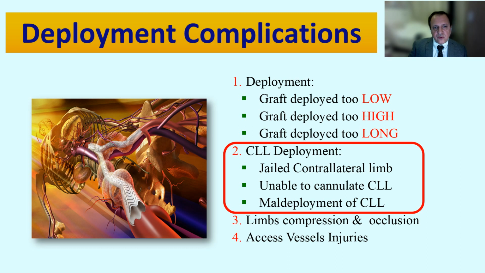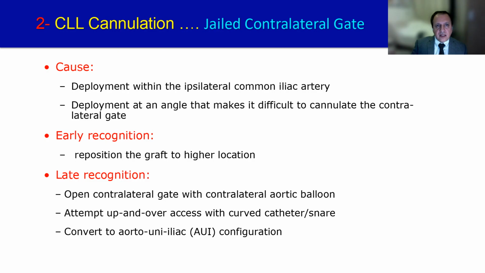The second set of deployment complications happens in the contralateral limb deployment and cannulation. The first complication is the gelled contralateral gate. What does that mean? If you deploy the contralateral gate within the ipsilateral common iliac artery, and this happens if the distance between the renal artery and the aortic bifurcation is very short and you do your measurement incorrectly, so the contralateral limb may open in the ipsilateral common iliac artery.